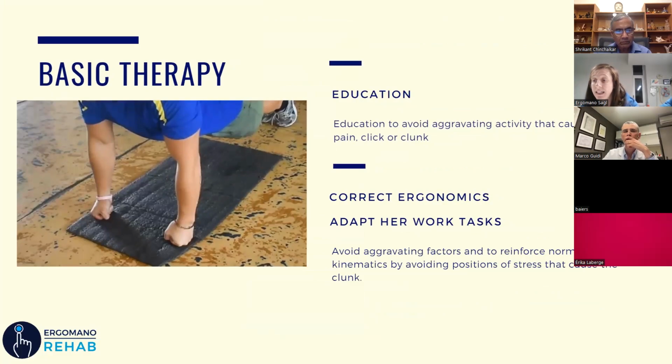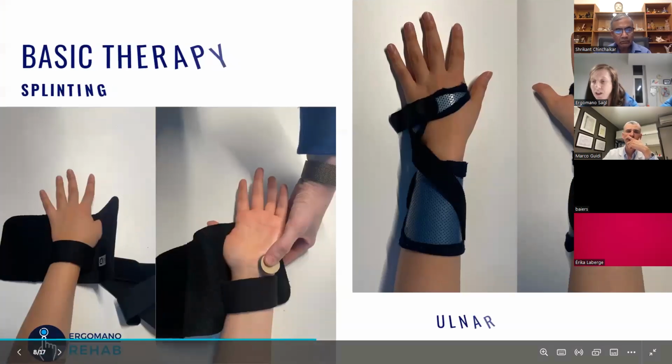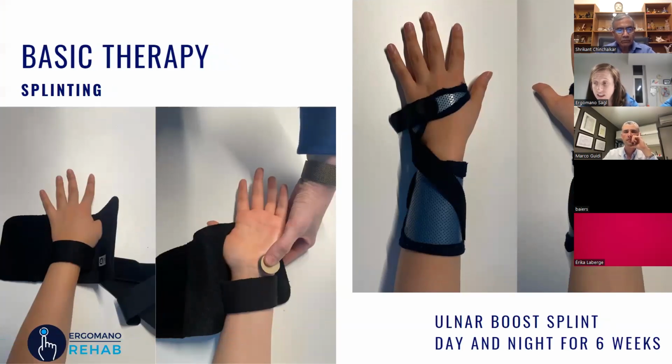We started by educating the patient to avoid the aggravating activities that caused the pain, click, and clunk. So during the dance workout, the patient avoids push-ups with the palm resting on the floor, and she replaced them with support on the fists. The patient used a thermoplastic ulnar splint for 6 weeks, day and night, and then a neoprene one during the dance class.